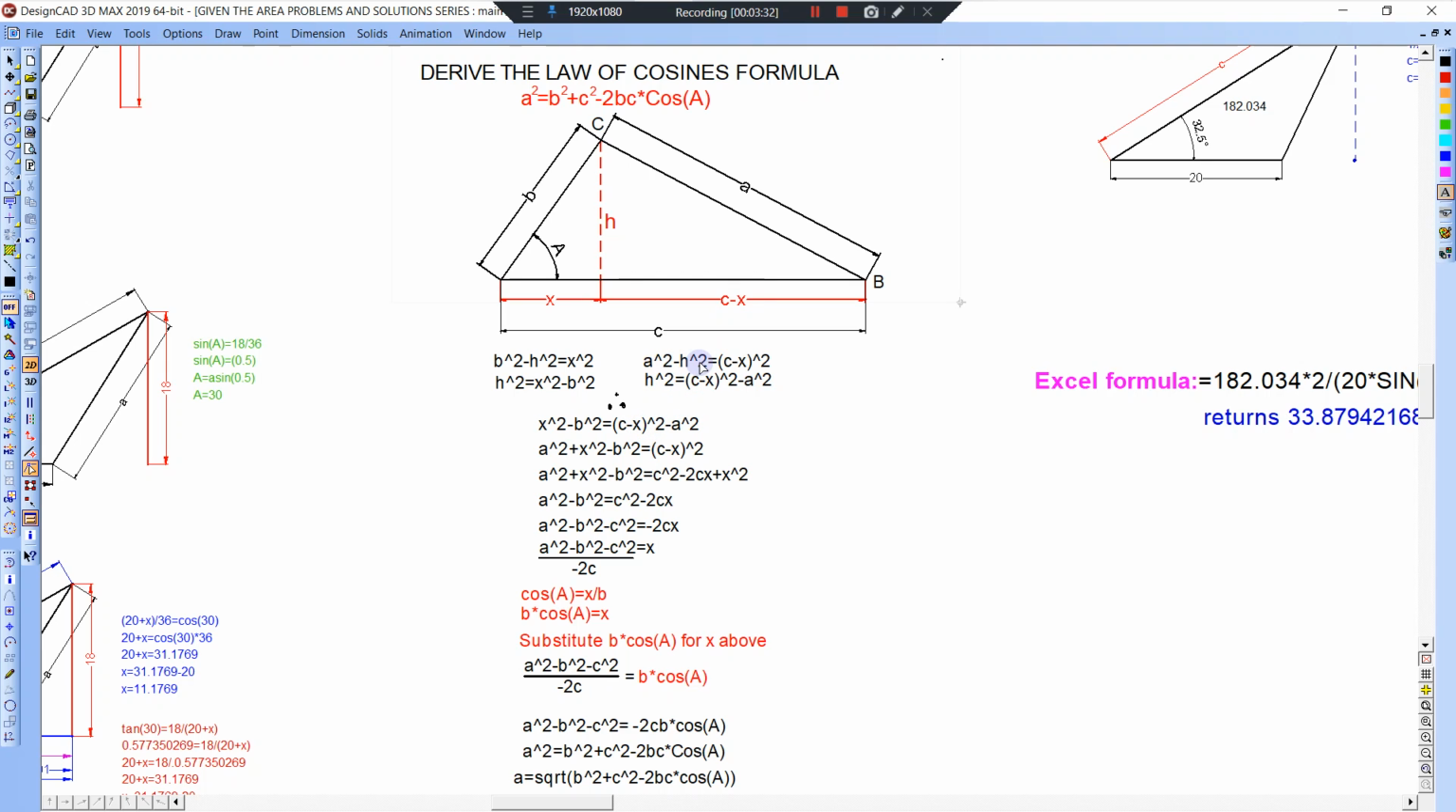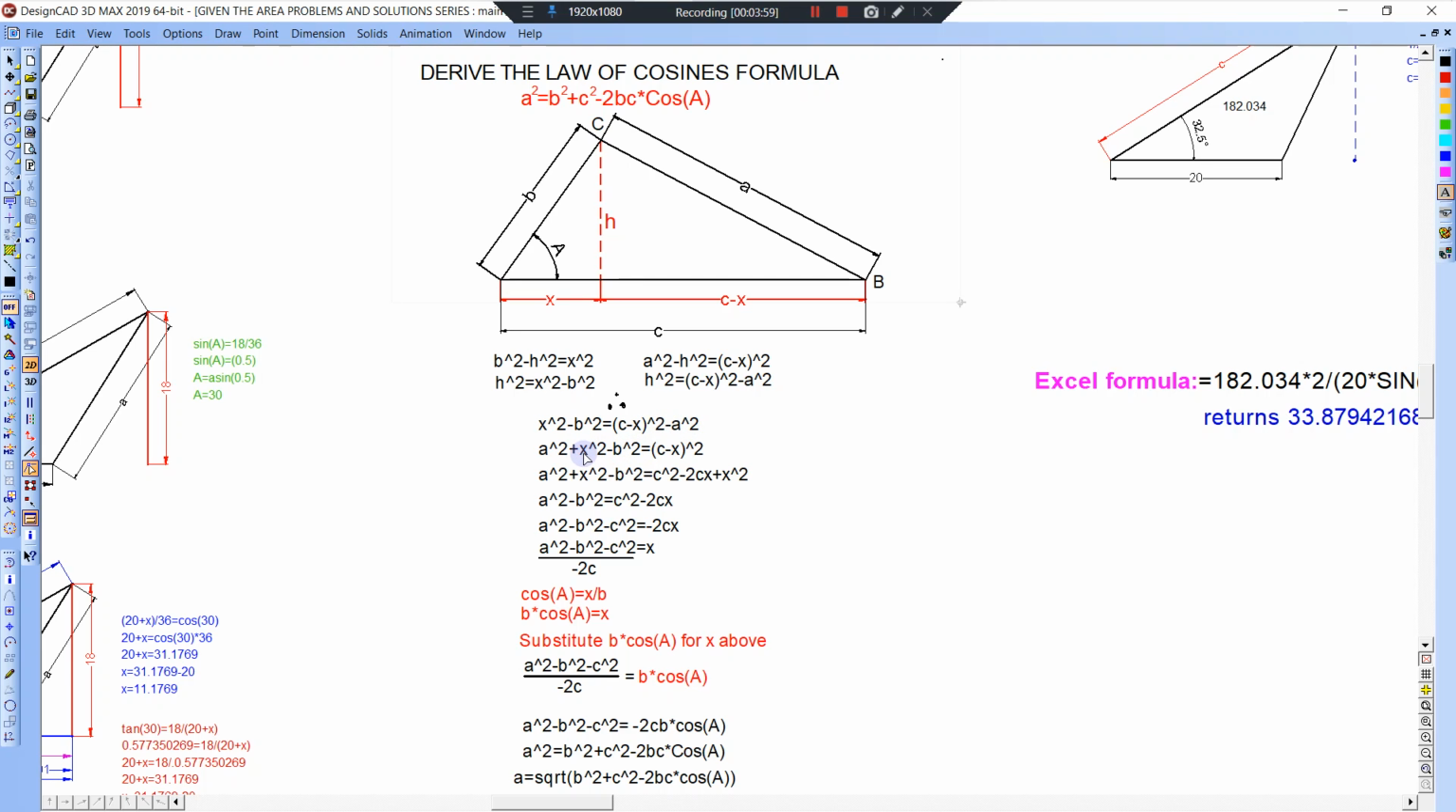We have h in each one of those, so we're going to get each side to h squared. And this one we're going to solve for h squared with a little bit of algebra. Then if each one of those is equal to h squared, they're equal to each other. That's what we've done right here. So b squared minus x squared is equal to a squared minus c minus x squared.